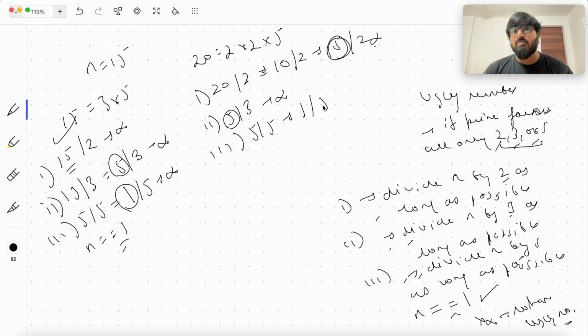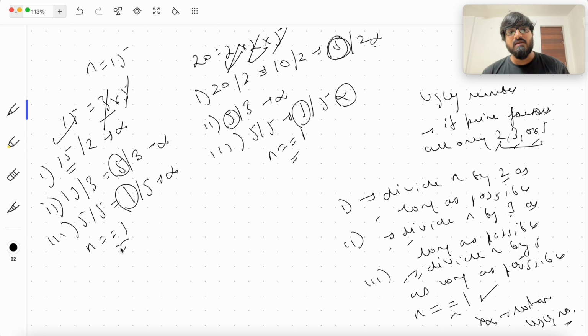N now becomes 1. Is division by 5 possible? No. So n remains as 1 now. All factors of 2 were eliminated, there was no factor of 3, and all factors of 5 were eliminated. So n is equal to 1. Similarly, factors of 3 and factors of 5 were eliminated and it remains as 1.